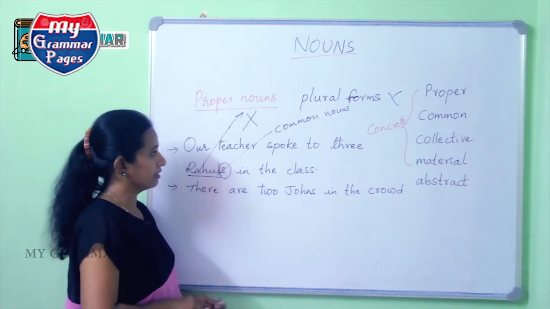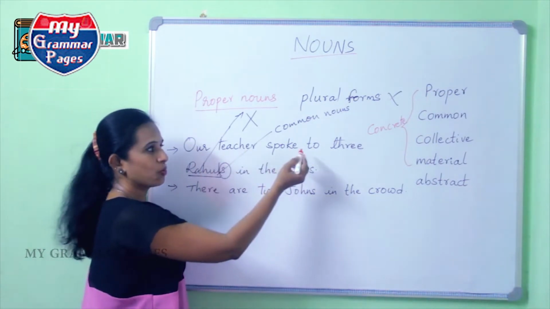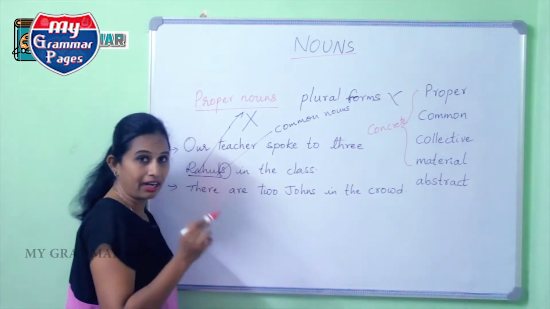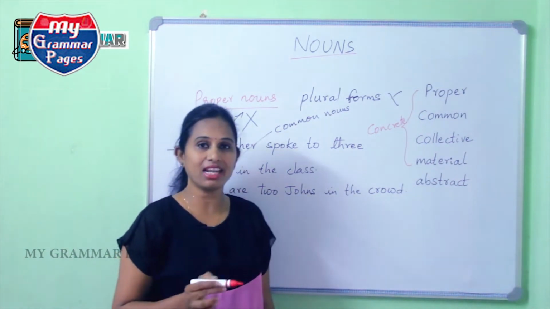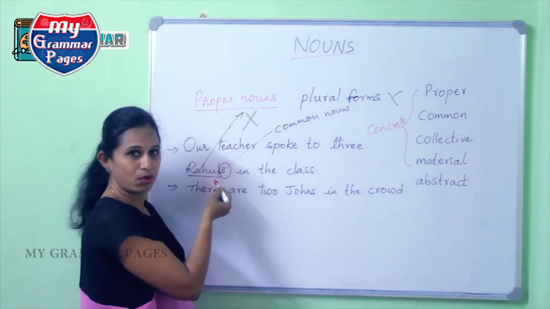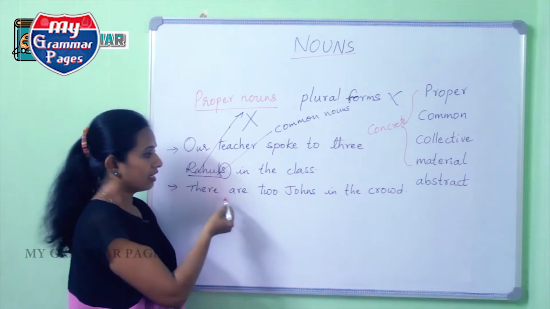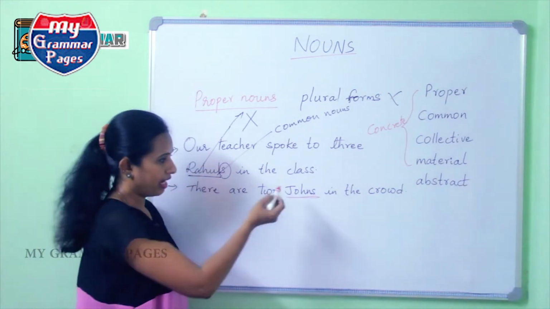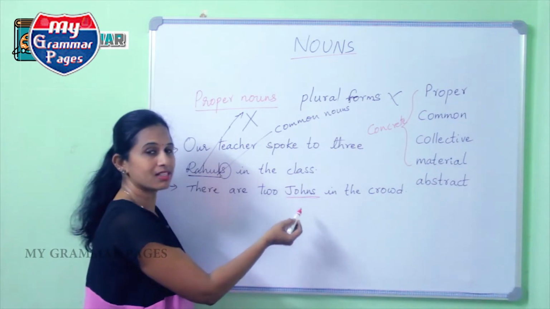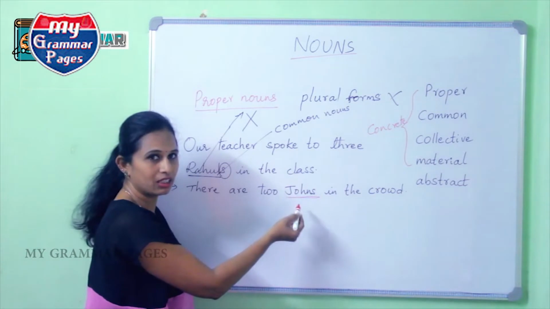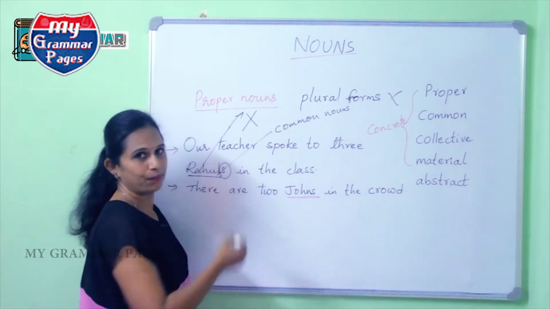Look at the sentence clearly. Our teacher spoke to 3 Rahuls in the class. In this, there are 3 persons bearing the name Rahul in the class. So that's why we have used the plural form of Rahul. In the same way, there are 2 Johns in the crowd. So there are 2 people holding the same name John in the crowd. That's why we have taken this plural form of the proper noun.